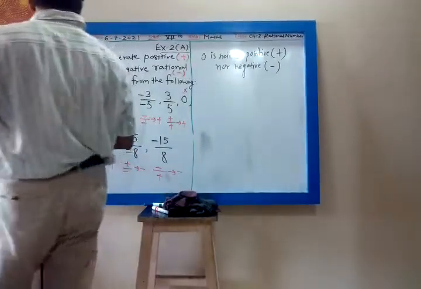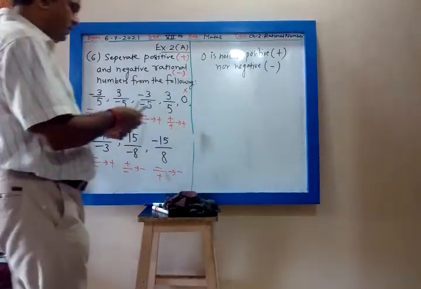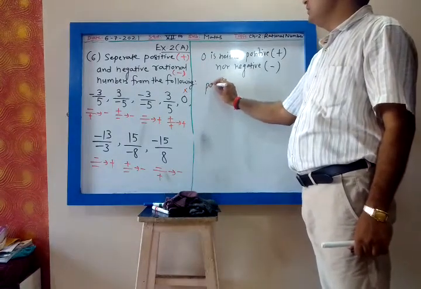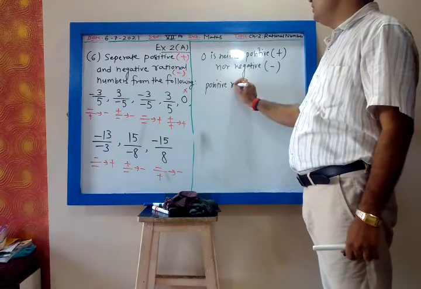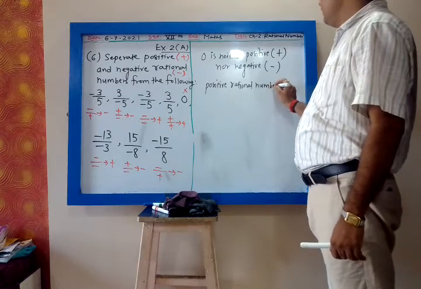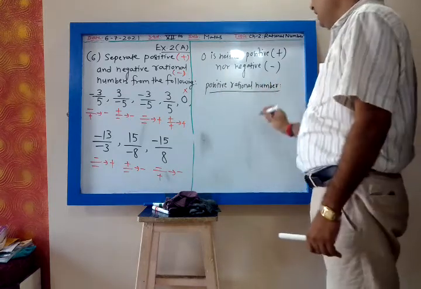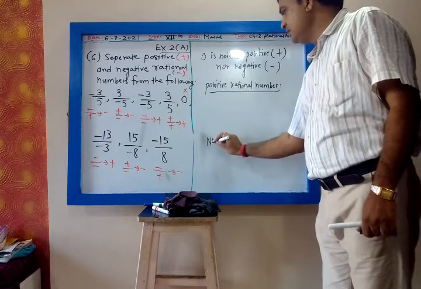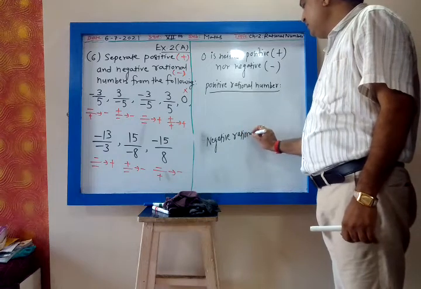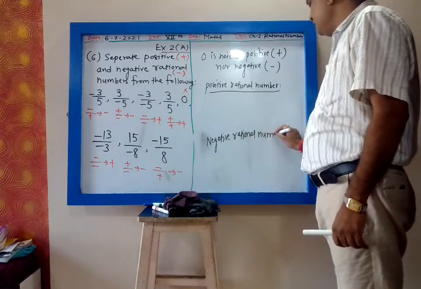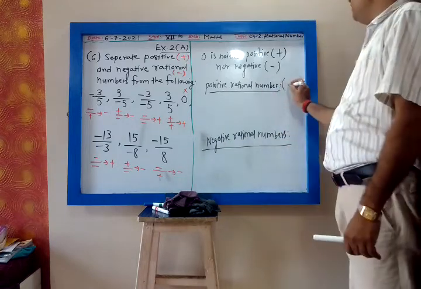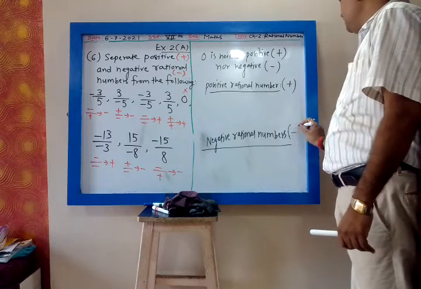So let us find the negative numbers. Now from this we write positive rational numbers and we write negative rational numbers. We list them. Positive rational numbers means plus sign. Negative rational numbers means minus sign.